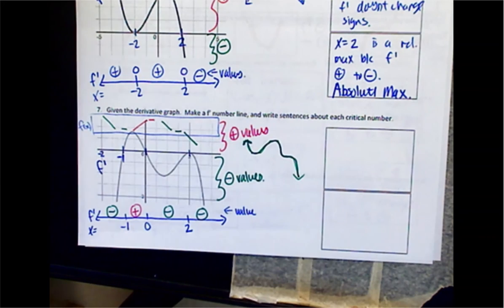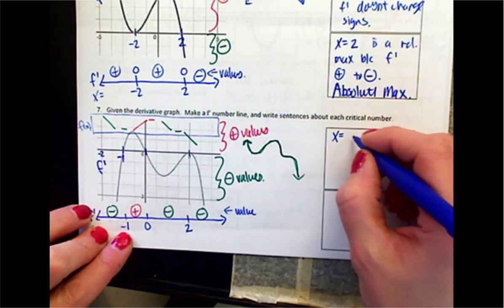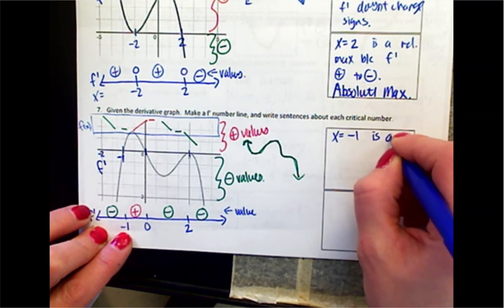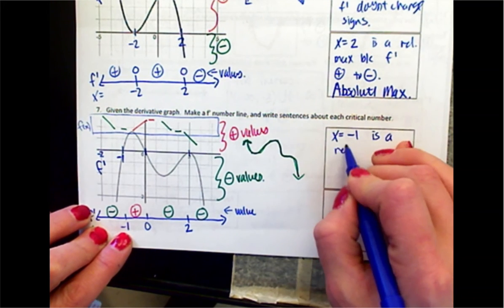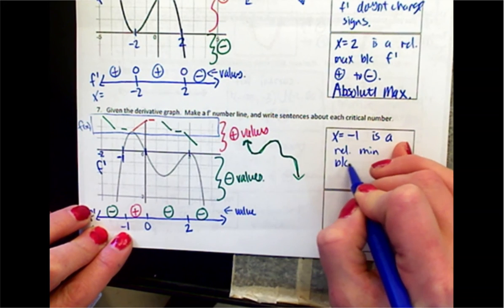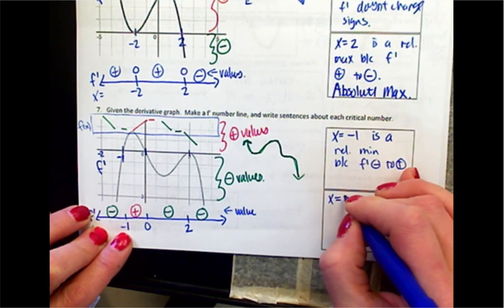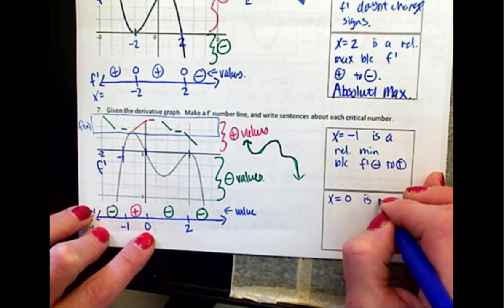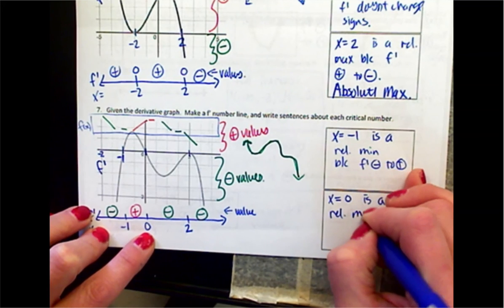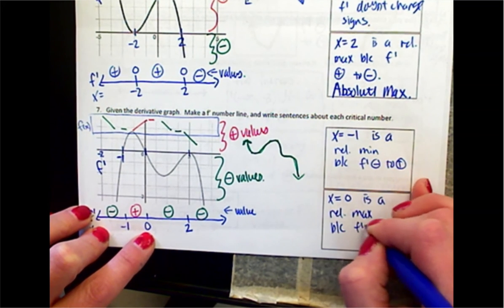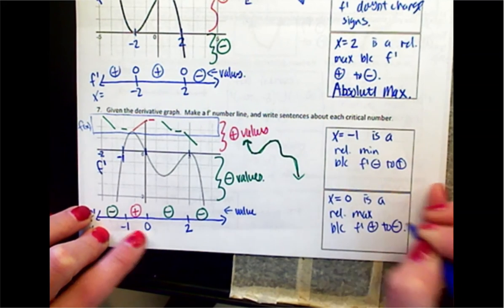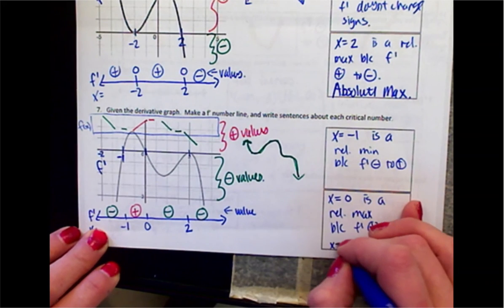Notice, because of the arrows, I can't determine absolute mins or maxes because I've got too many arrows in both directions. Okay, but I can write my sentence. X equals -1 is a relative min because f prime goes minus to plus. X equals 0 is a relative max because f prime goes positive to negative. And then x equals 2 is neither.